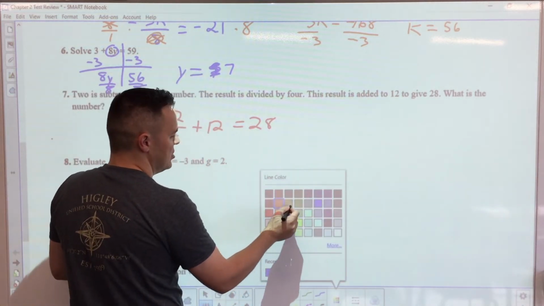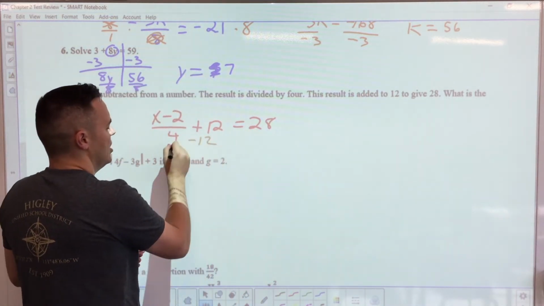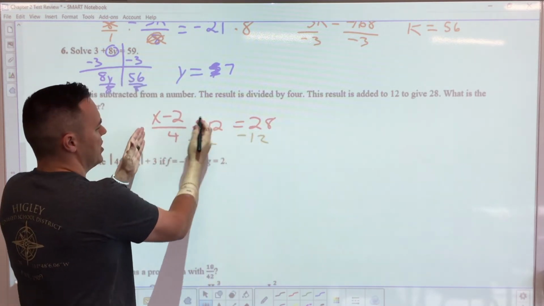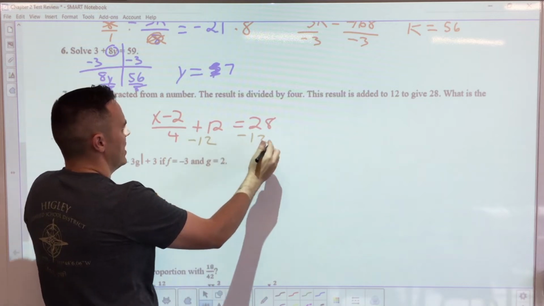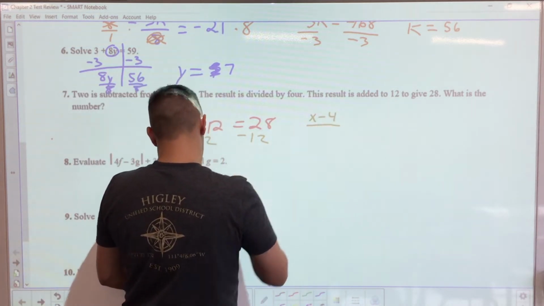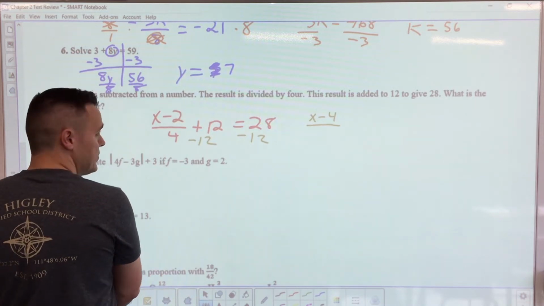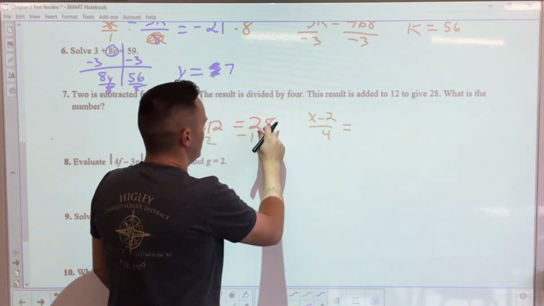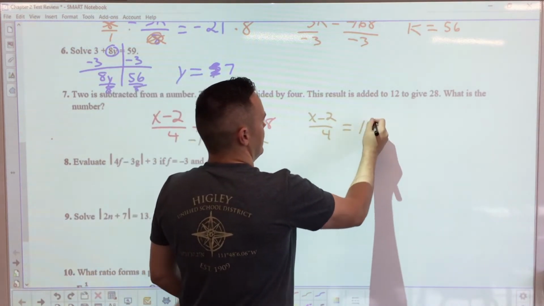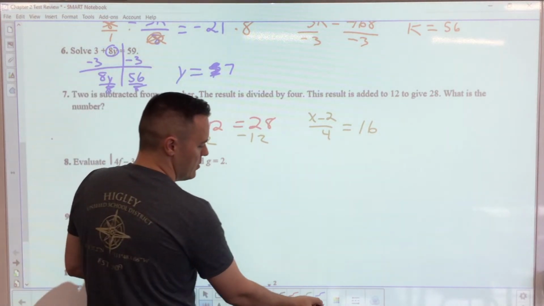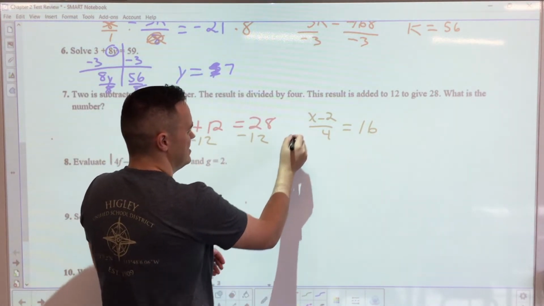What I want to make sure you can do is just write it down as you see it. So we're going to subtract 12 first, to isolate this variable by itself. So when we subtract 12, we're going to get x minus 2 over 4, and that equals 16, right? Now what you're going to do, ladies and gentlemen, is get rid of the fraction. To get rid of the fraction, you're going to multiply both sides.